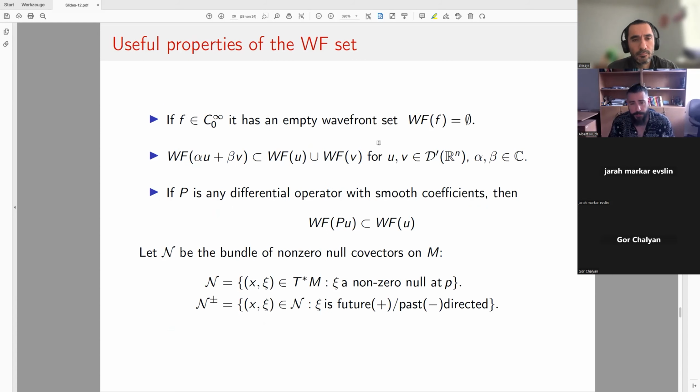So some useful properties of the wavefront set: if you have a C infinity function, the wavefront set is empty. And one thing that will be important is that if P is any differential operator with smooth coefficients, then the wavefront set of PU will be included in the wavefront set of U. So in a sense, differential operators do not change the wavefront set. Really, they're included in the original one.